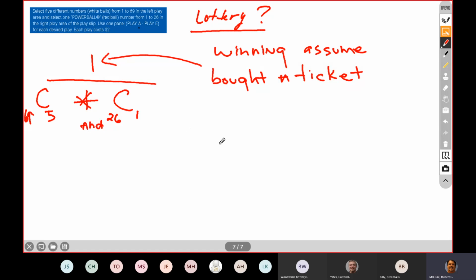So I'm going to take my handy dandy calculator. I'm going to write this down because I don't know if I can bring the calculator on top of this. So 1 over 69 combination of 5, and I've got to have those numbers, and I've got to have the Powerball. So that's 26 combination 1, which is 26.